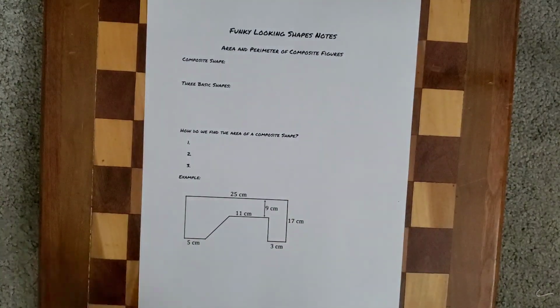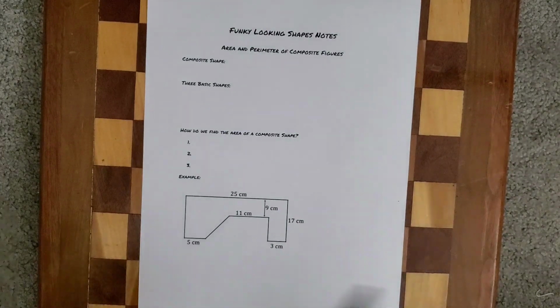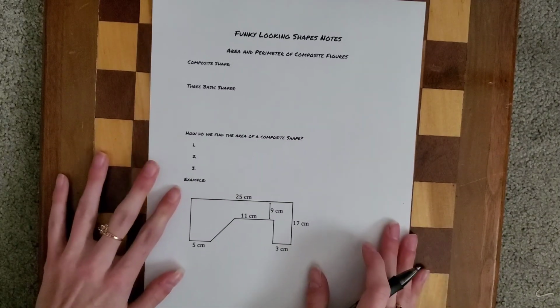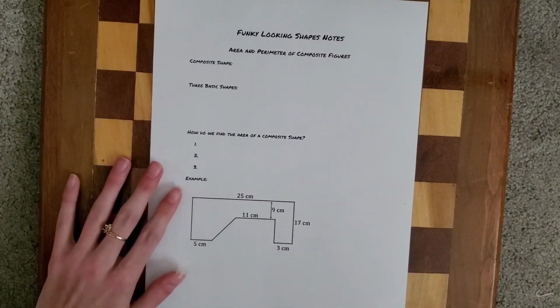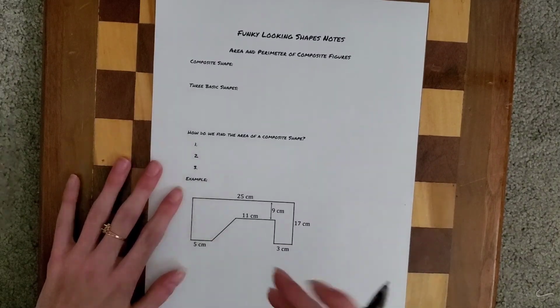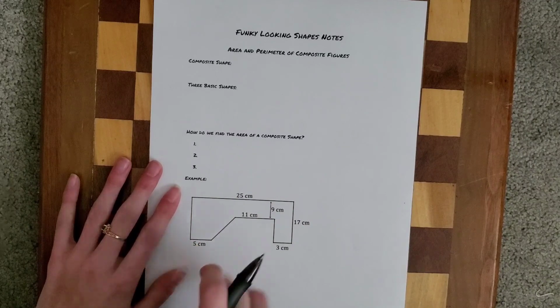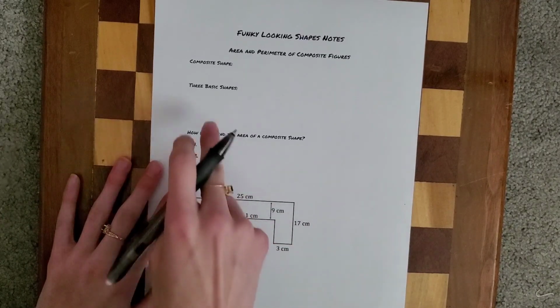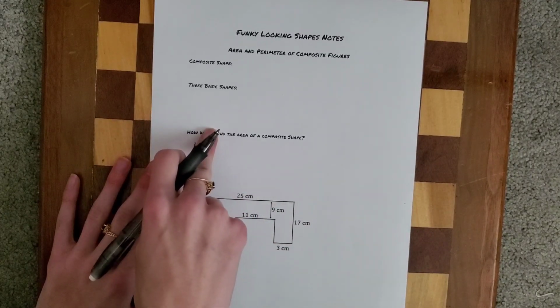So let's get started. We're going to start off with what is a composite figure. As I mentioned in the slideshow you should have looked at earlier, a composite figure is a shape constructed from other basic or known geometric shapes, or it's a shape, like this one right here, that can be broken down into our three basic shapes that we're going to go over in just a minute.